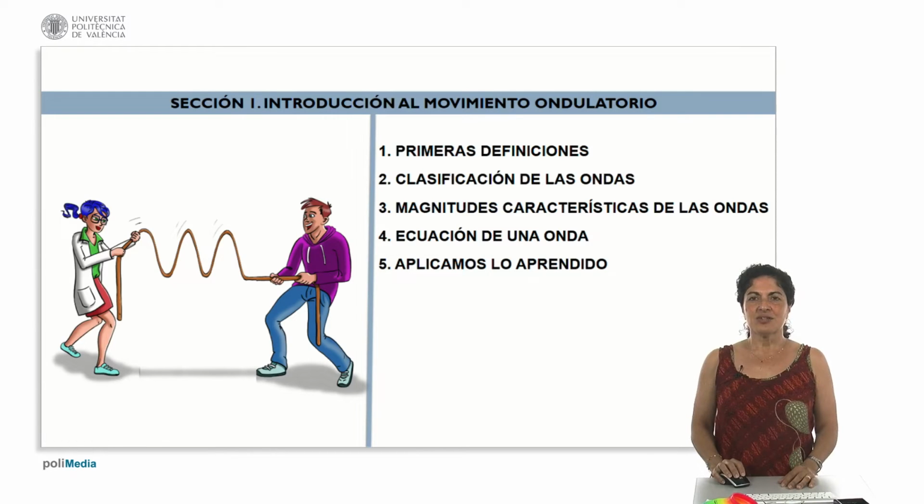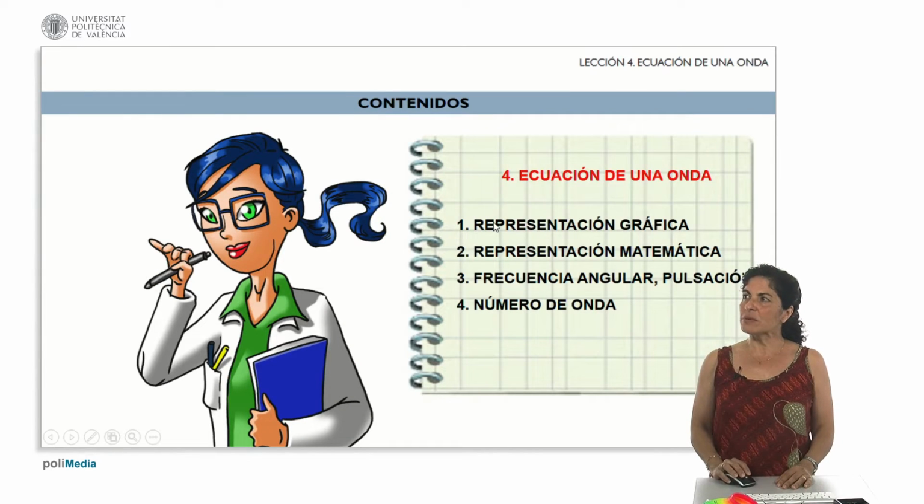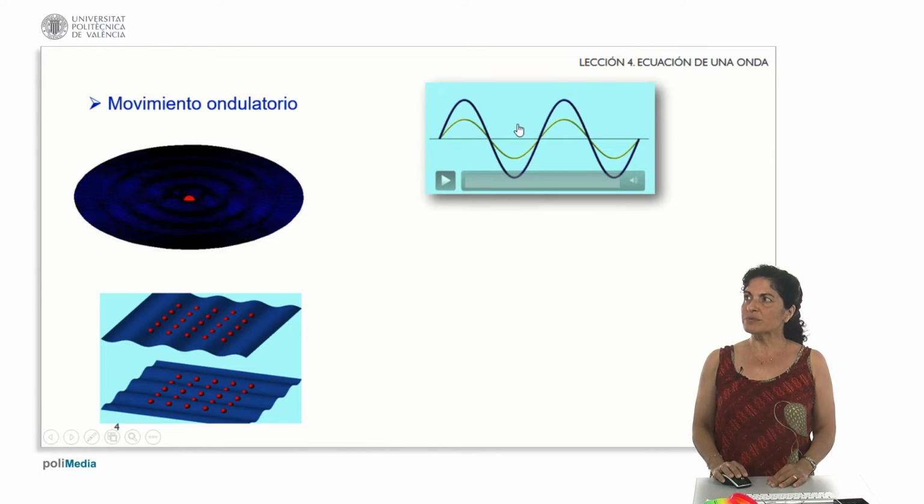During this fourth lesson, what we are going to see is how to get to a mathematical representation that allows us to define any wave motion that we want to analyze and that is occurring in our environment. For this, first, I am going to observe and analyze the different graphical representations that we can make to have an idea of that wave motion. From the analysis of its graph, we are going to get to a mathematical representation, and for this we are even going to introduce new physical magnitudes such as the angular frequency, pulsation, and the wave number associated with the wave motion.